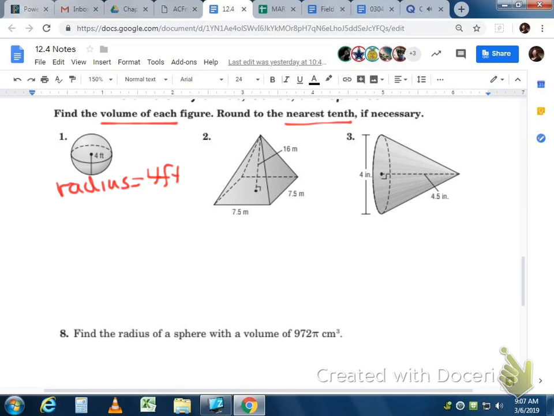So I would definitely begin by writing the formula. So volume equals 4/3 pi r cubed. And what are we going to plug in where? You're going to plug in 4, and there's really only one spot, right? 4/3 pi and 4 cubed.